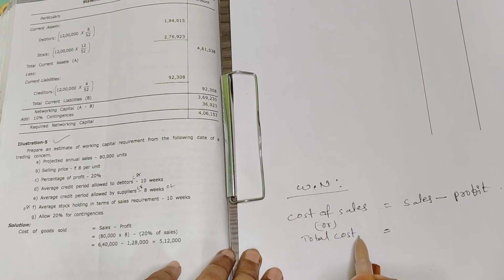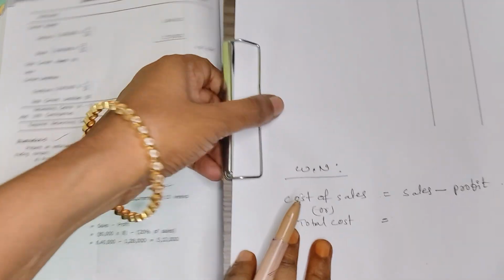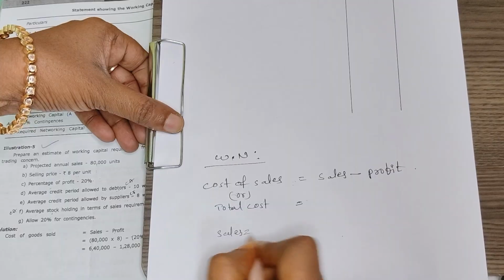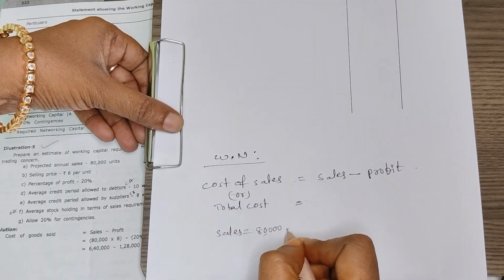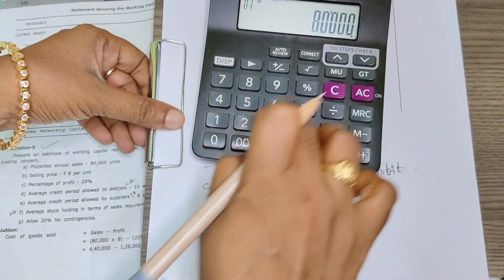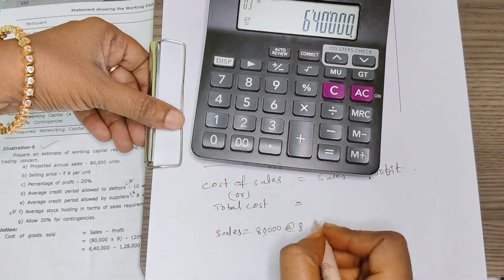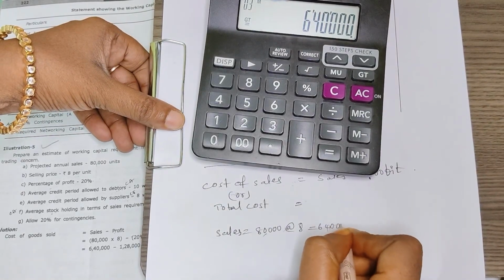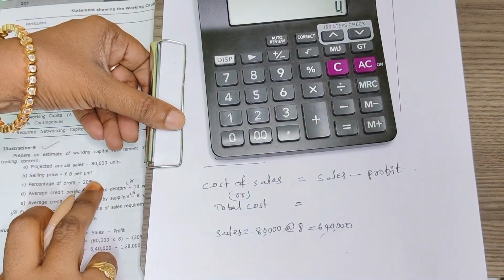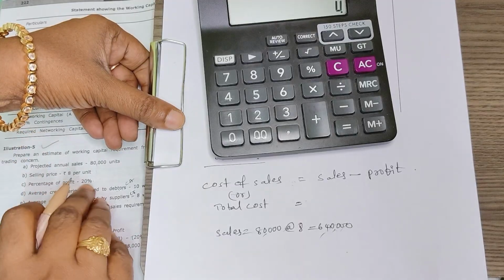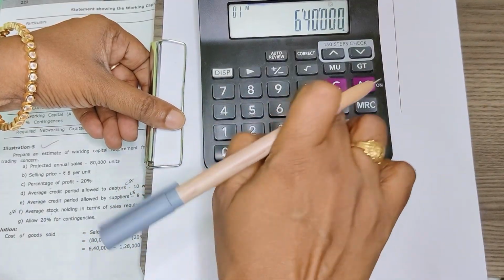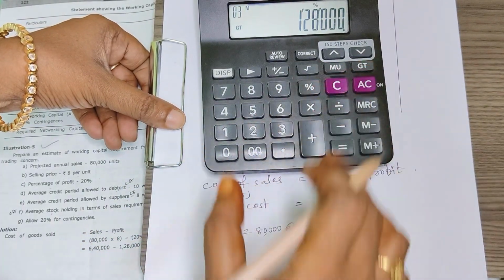By using this formula, you'll get total cost. Cost of sales is nothing but total cost: sales minus profit. How to get sales? Here given number of units. Sales is equal to total number of units sold, 80,000, at the rate of 8 per unit. So what is the value here? 80,000 into 8, 6,40,000. Then profit. What is the percentage of profit? 20% on sales. What are the sales here? 6,40,000. 6,40,000 into 20% is 1,28,000.